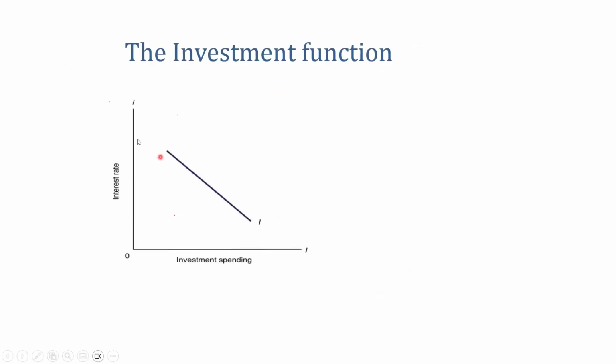The investment function is like this. Investment is also autonomous because it does not have any relationship with income, but rather has a relationship with the interest rate, right? Whereby if the interest rate is high, the return on investment is low, but if the interest rate decreases, the return on investment does what? Increases. So investment is also autonomous.